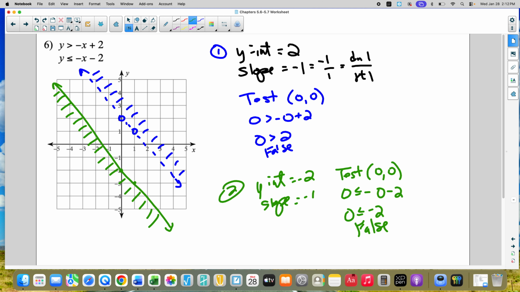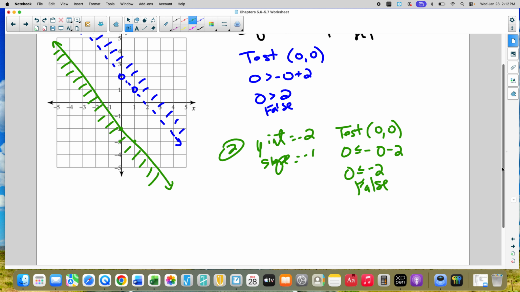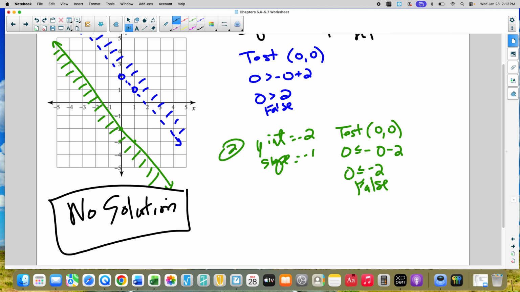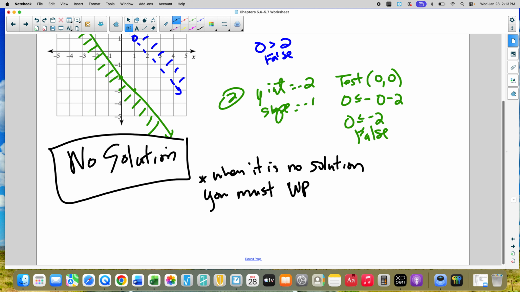Do they overlap? Is there an area where there is green and blue? No. So you must write no solution. You must write when it is no solution. You must write it. Okay?